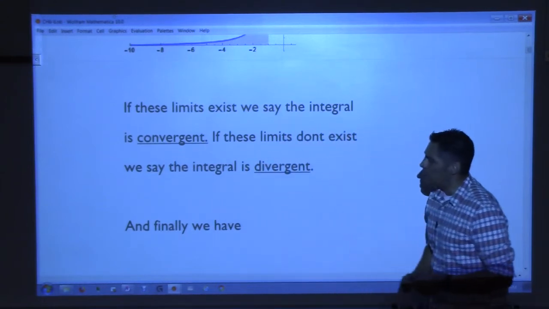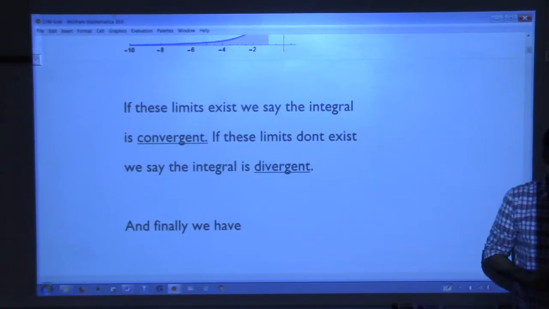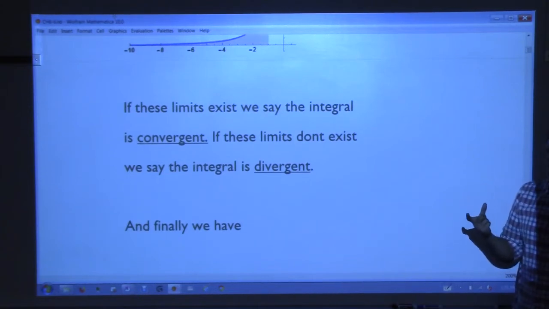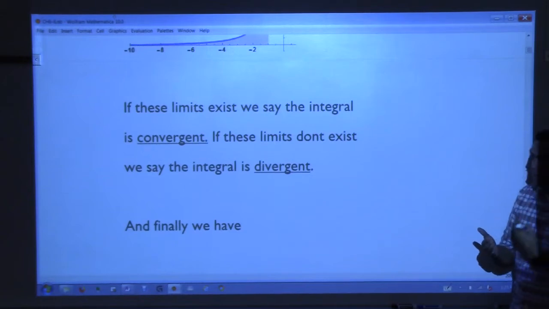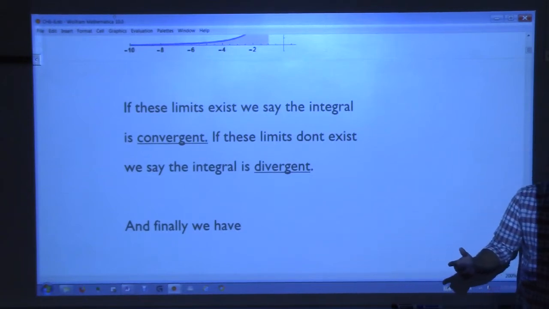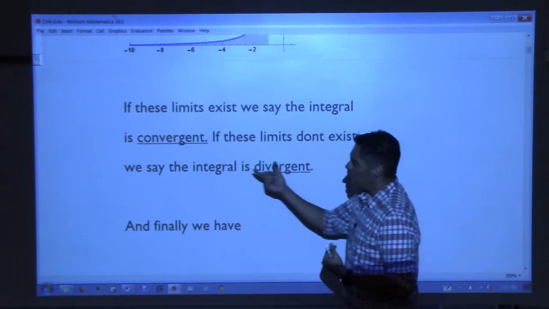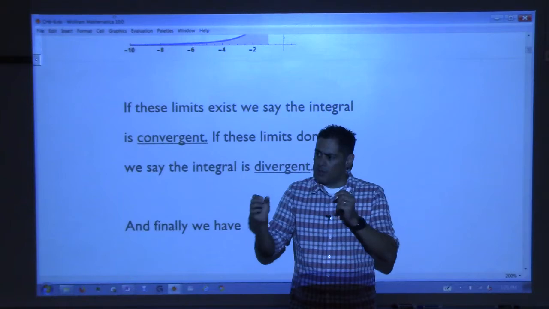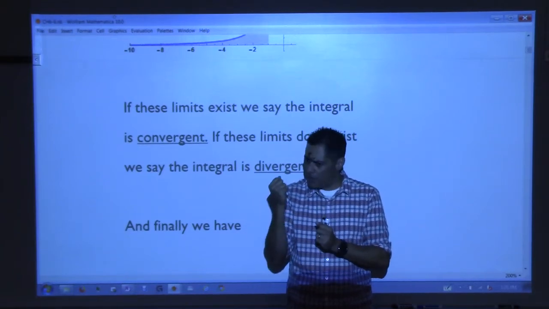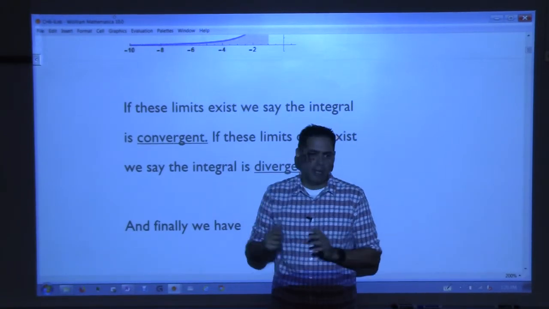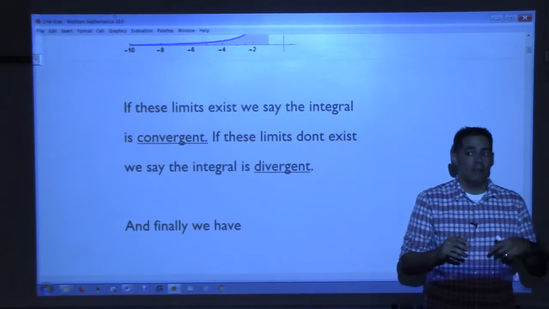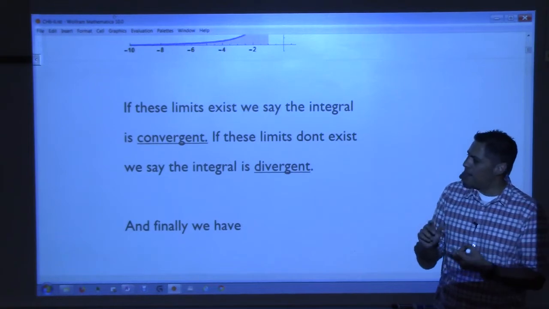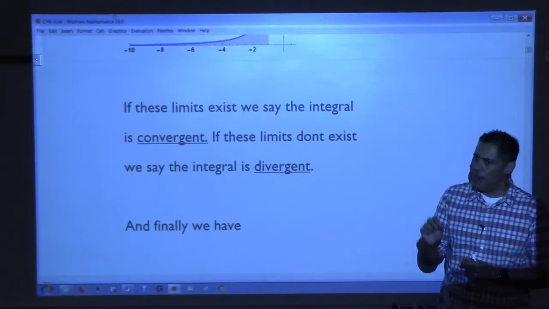If these limits don't exist, we will say that the integral is divergent. So these are new words for us. We're going to start using these, and we'll use them again in Chapter 8. This idea of convergence and divergence. So convergent, I think, for us should mean that that area underneath is going to a number. All right? It's going to something. Divergent means that that area is not going to something. I'm not saying that it has to be infinite. I'm just saying it's not going to something.